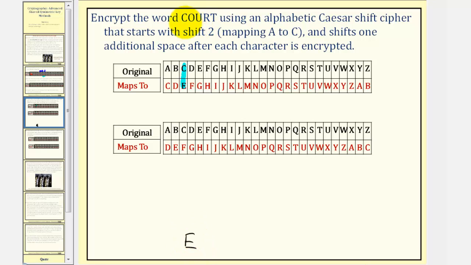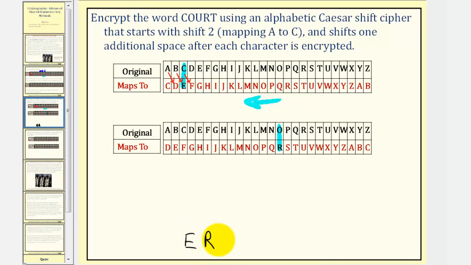Before we encrypt the next letter of O, we'll make a shift of 1 more position. So we can think of moving this row here 1 position to the left, which means now A would no longer map to C, A would map to D, B would map to E, C would map to F, and so on, which is already shown in the second mapping. So we'll use this mapping for the letter O. So O would map to R.